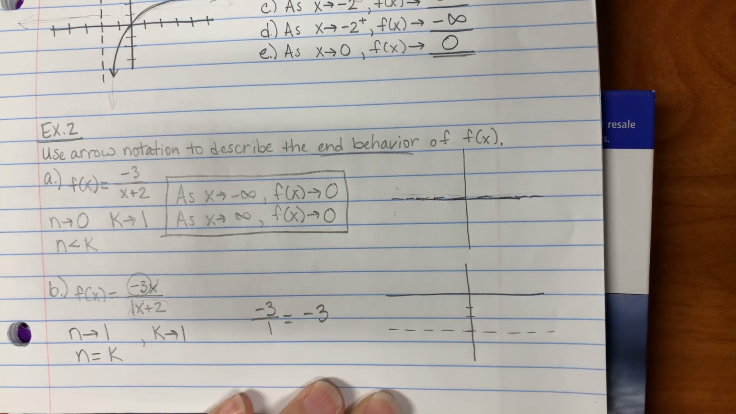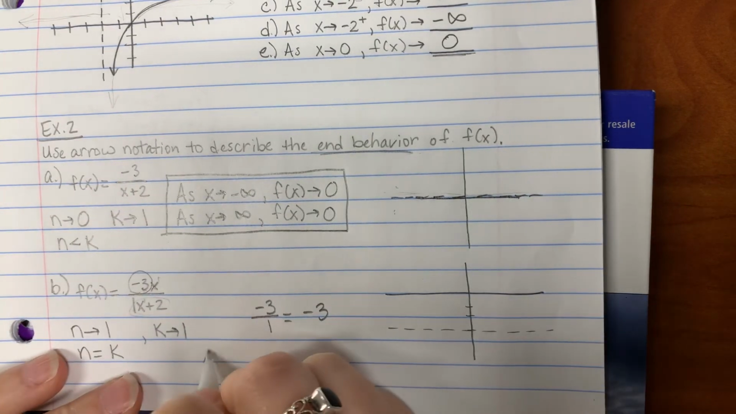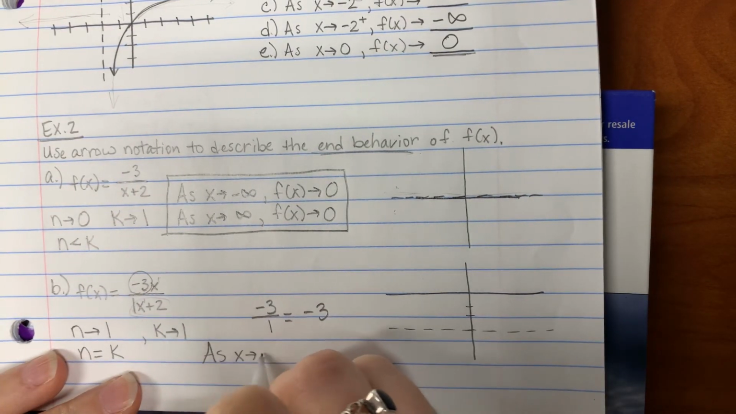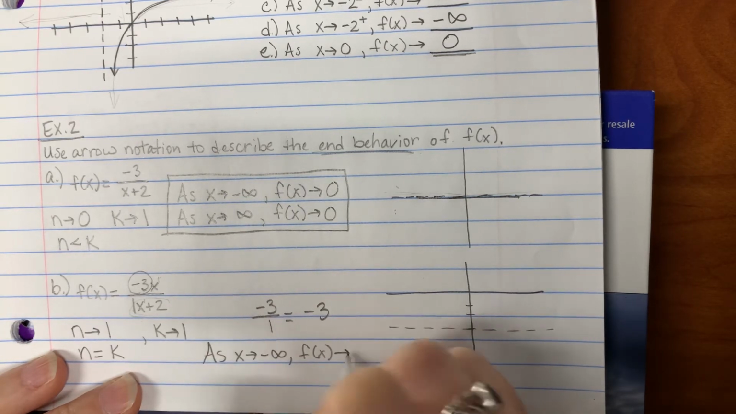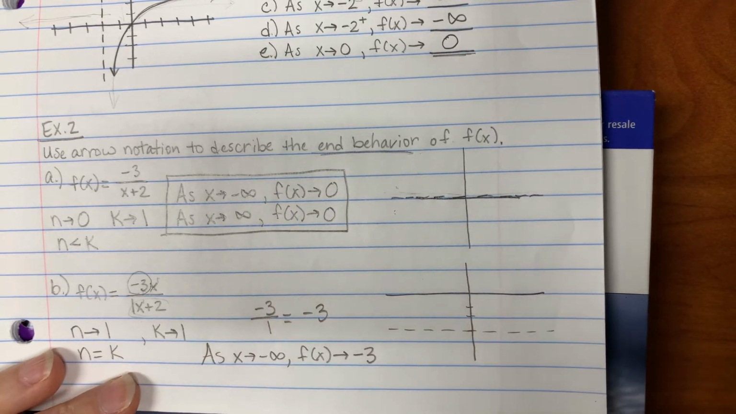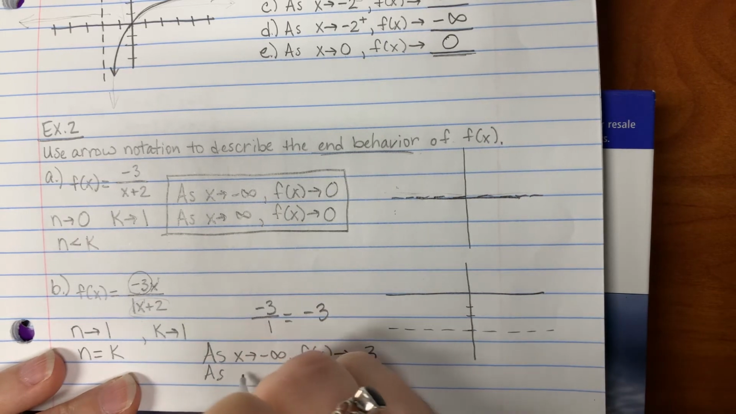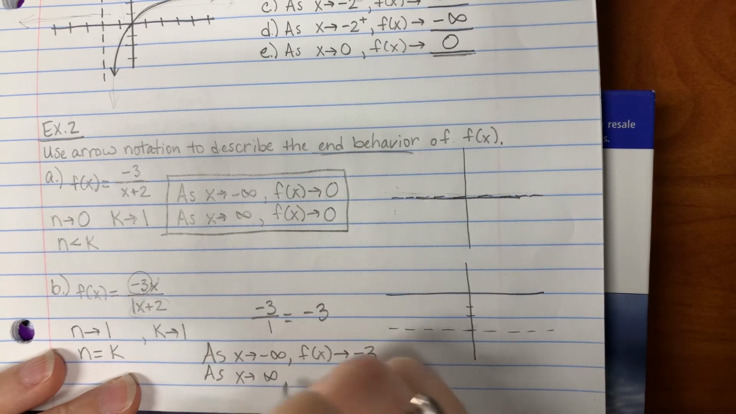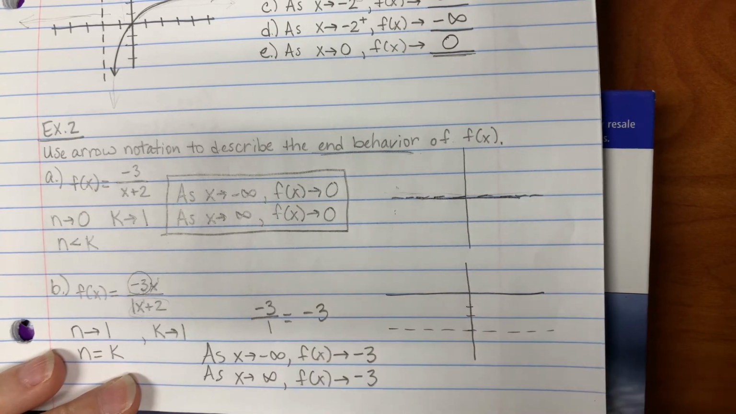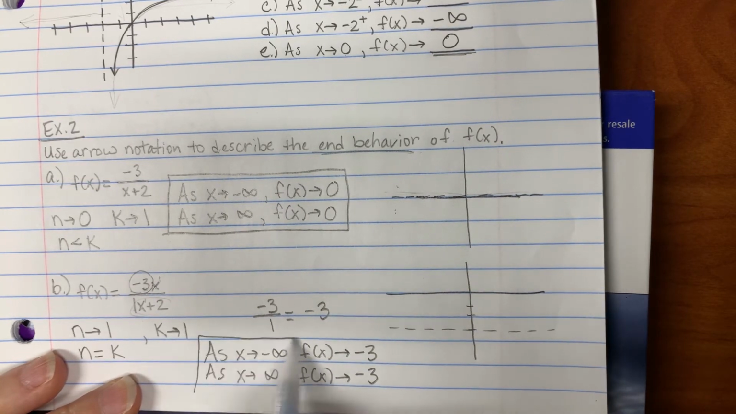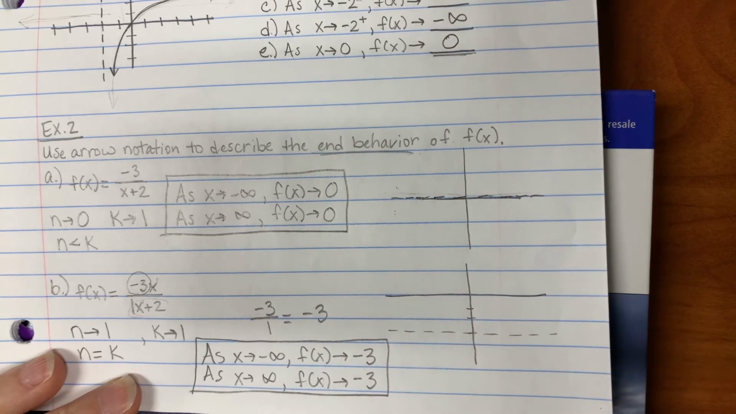And the same thing is going to happen that happened up here. As x approaches -infinity, my f of x value is going to get closer and closer to that asymptote. As x approaches +infinity, my f of x value is going to get closer and closer to that asymptote. So there's my end behavior.